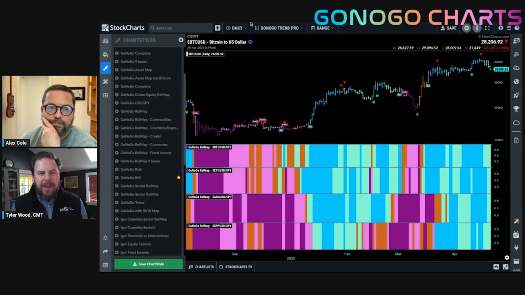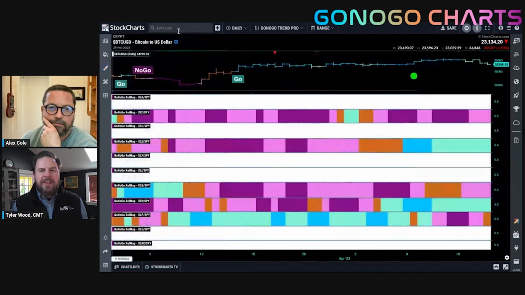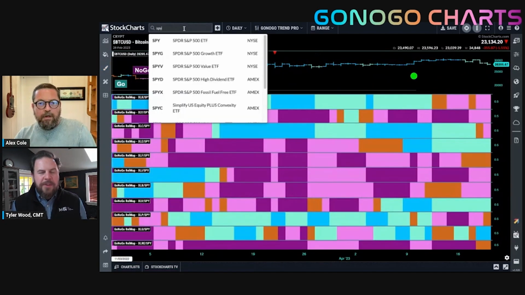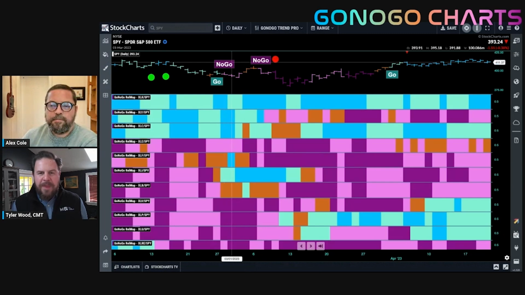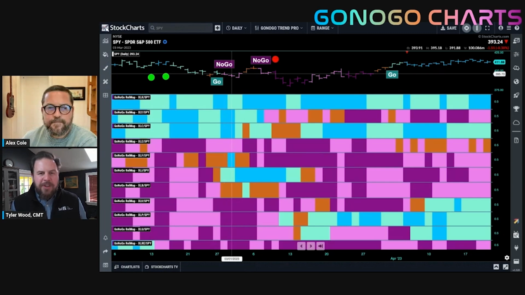Absolutely. All right, let's get back to the equity space, and let's get under the hood, taking a look at the sectors and their relative performance to the S&P. The same idea here is what we looked at with that crypto rel map. We're going to use a GoNoGo rel map of all sectors of the S&P 500 against the benchmark index.